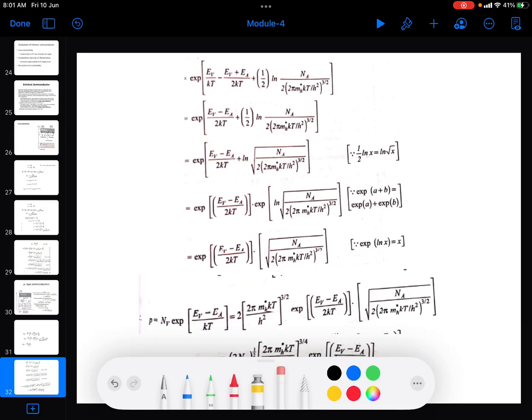So these two things, try to learn and practice. When I come back on Tuesday, we'll discuss a little more about the Fermi level and a few more problems we'll try to do, okay.